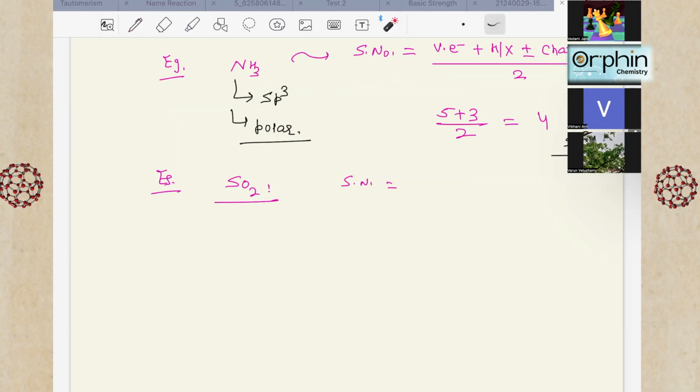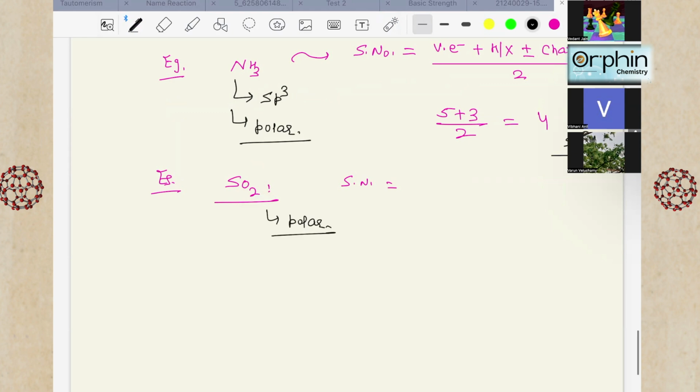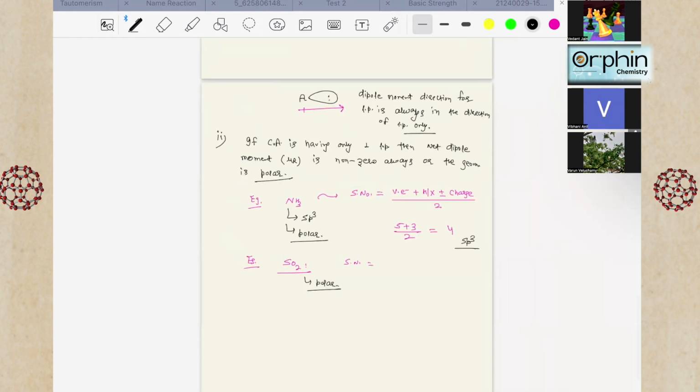If it is sp2, that means lone pair plus sigma bond sum should be 3. There are 2 side atoms. That means sigma bonds can be 2 only. It won't be 3. Sigma bond between 2 atoms is always 1. So there are 2 side atoms, so the number of sigma bonds is 2. So 1 lone pair is there. That means it is again polar. So this is the case when 1 lone pair is there.